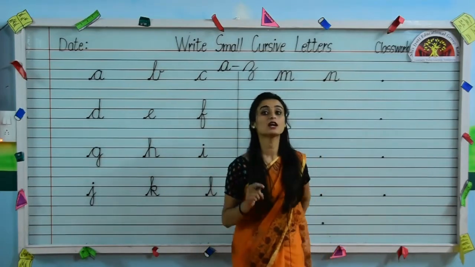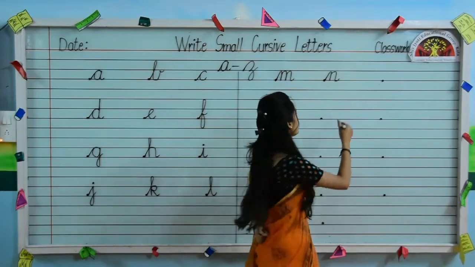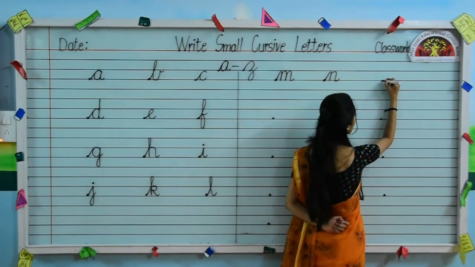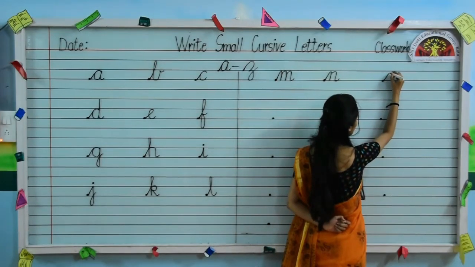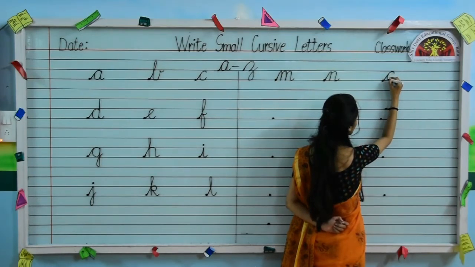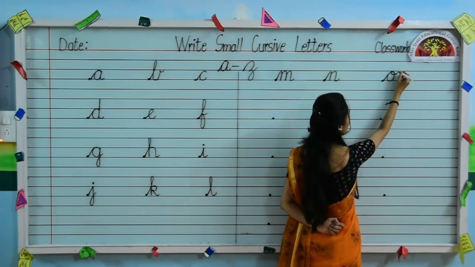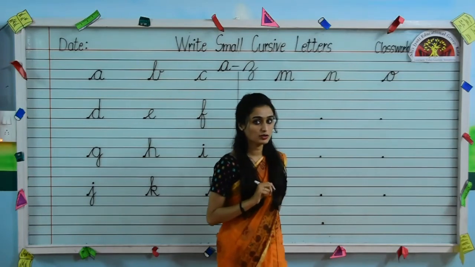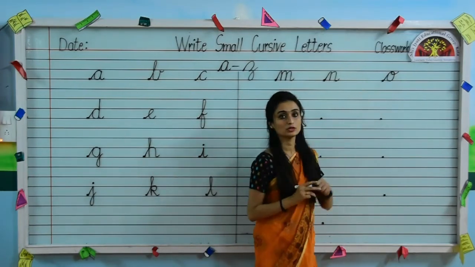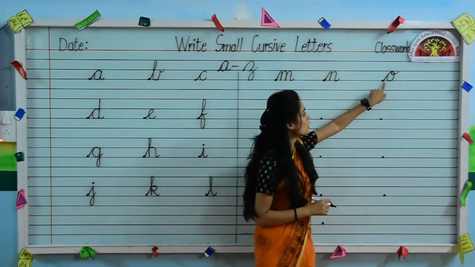The next one is letter O. So put your pencil on the dot and slanting line, make a curve, then come down with a curve and a loop like this and out. This way you have to write your letter O.